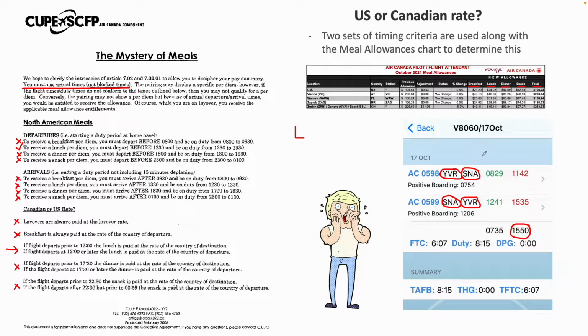So in this case, my flight from Vancouver to Santa Ana departs at 8:29 a.m. It arrives at 11:42 a.m. and we sat there until we departed at 12:41. So we can look at this fairly straightforward. The flight from Vancouver went to Santa Ana and it departed prior to 12. So in this case, it's stating lunch is paid at the country of destination.